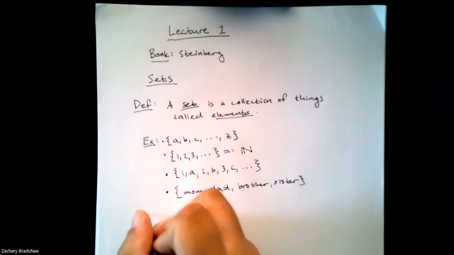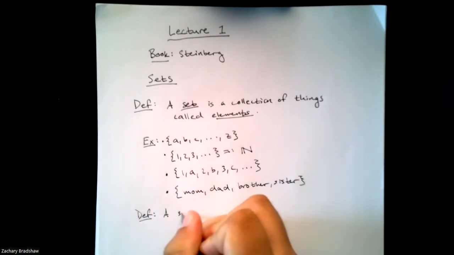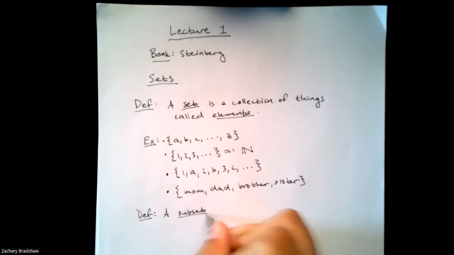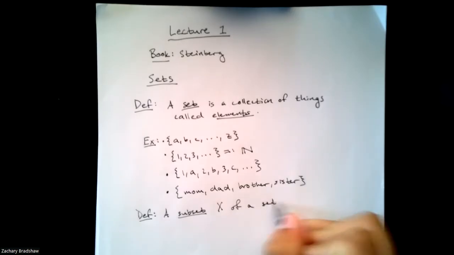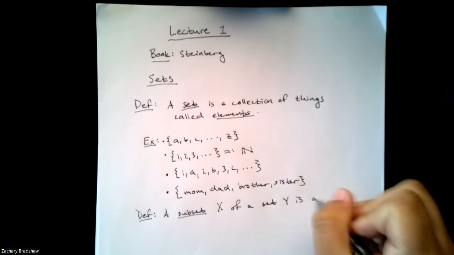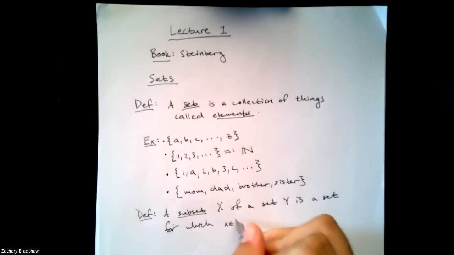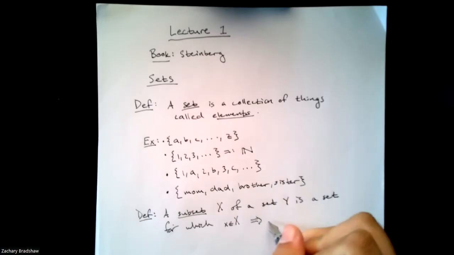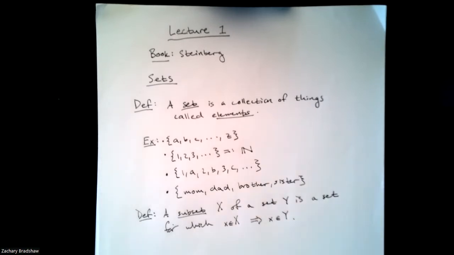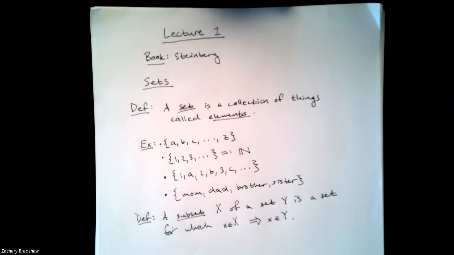Okay, so a subset X of a set Y is a set for which if x is an element of X, that implies that x is also an element of Y. So every element of X is also an element of Y. This is the only structure that a set really has. It's just a list of things. There's no addition defined, there's no multiplication, etc. Still, it might be useful to know how these things are classified.